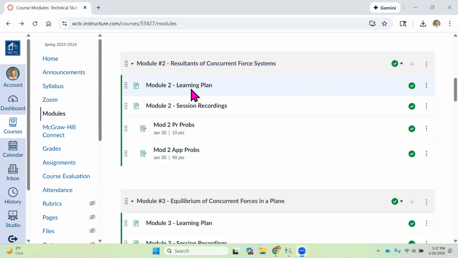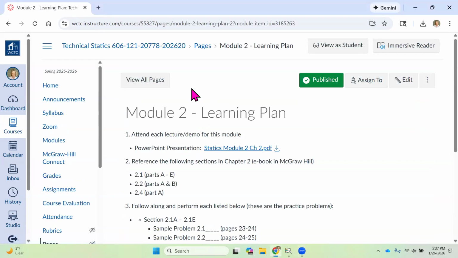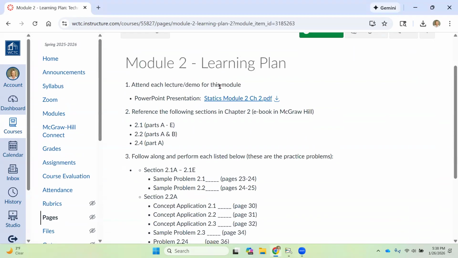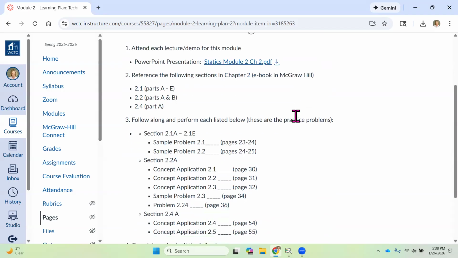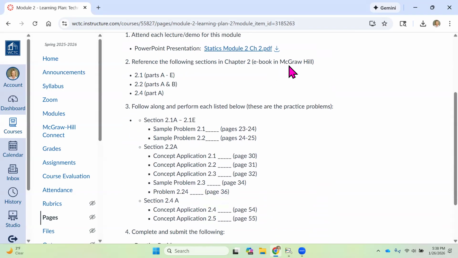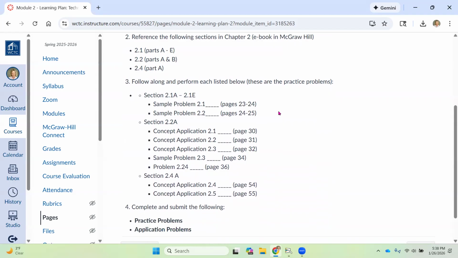So as we look at our module here, the first section is going to be our learning plan. I'll be looking at this PowerPoint presentation in just a bit, but you'll notice that it outlines the sections in our chapter of our McGraw-Hill ebook. If you ended up getting the loose leaf version, then I'll be referencing the pages and such. But this is going to be from chapter 2, and then these are the sections that we're going to be focusing on throughout the next 2 times that we're together.